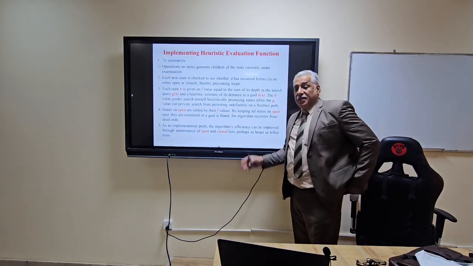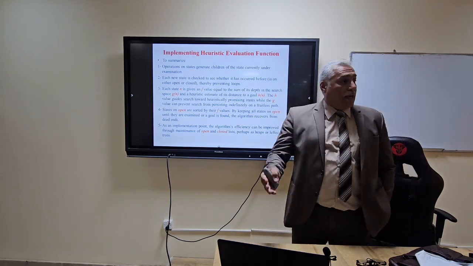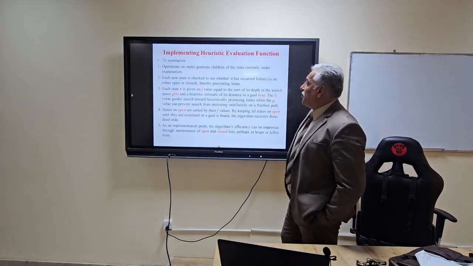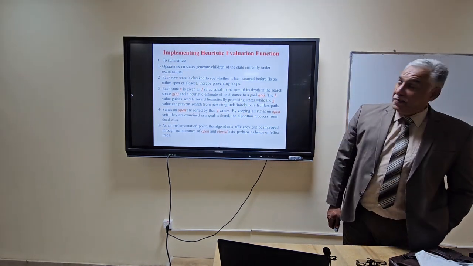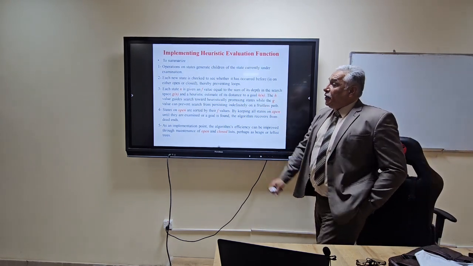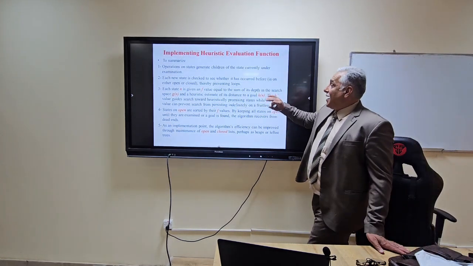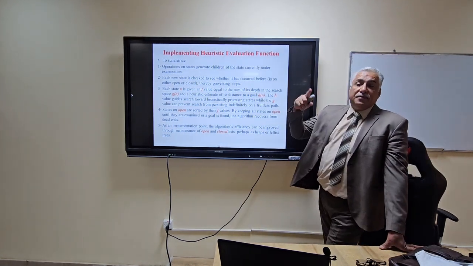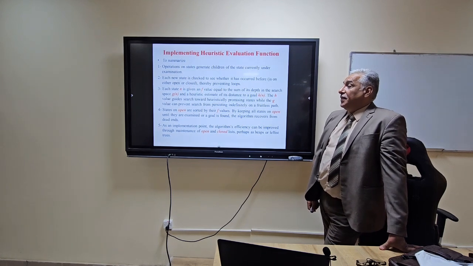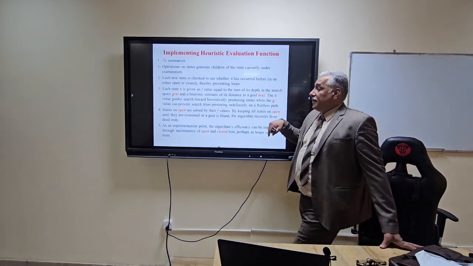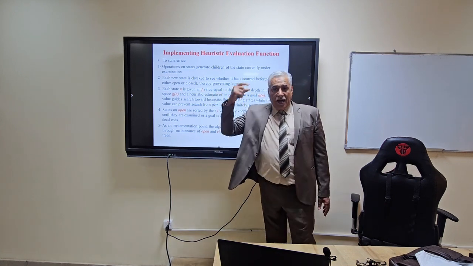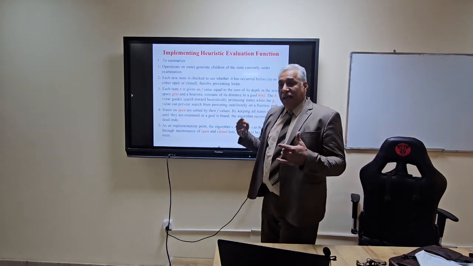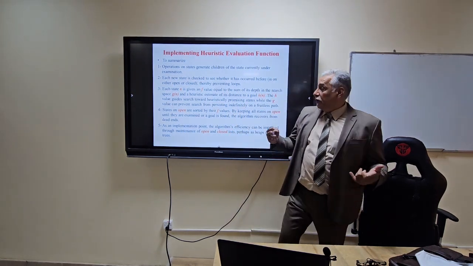Now, a summarization of this representation of the implementation of the heuristic search. The first one, the operation generates children of the states currently under examination. Each new state is checked to see whether it has occurred before, either open or closed, thereby preventing loops. And third, each state n is given an f value, obtained by summation of the h value with the g value.